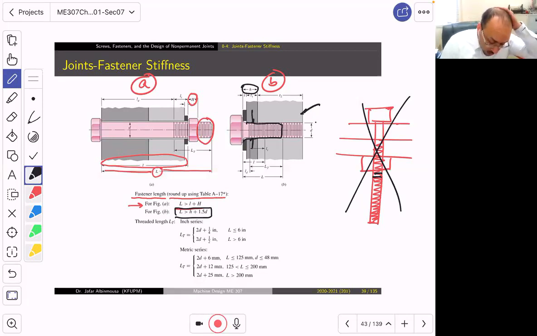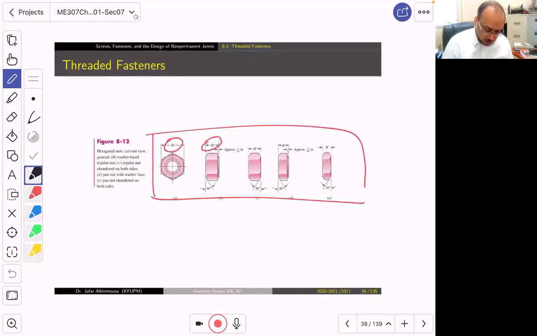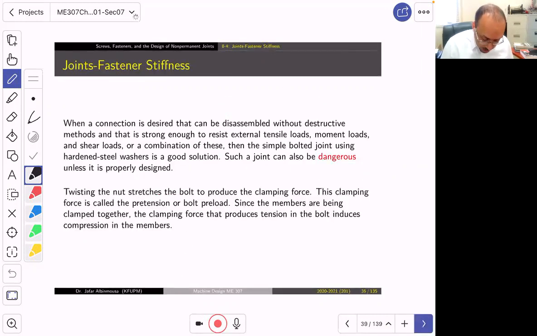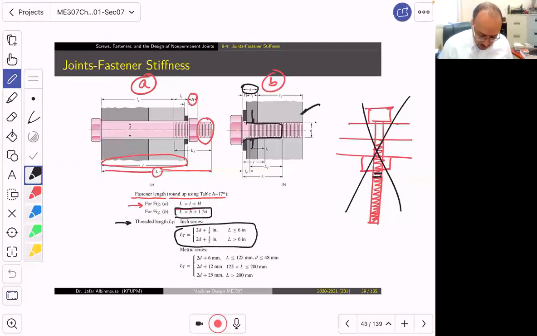Okay. Now let's go to the threaded length. How much should the threaded length be? This is what we talked about in the beginning, okay? We said that 4 inches. You remember this, guys? I don't need to talk about it. This is the same equation as here. It's the same. So I don't need to talk about it, just to save time. So this is exactly the same equation for metric and 4 inches.